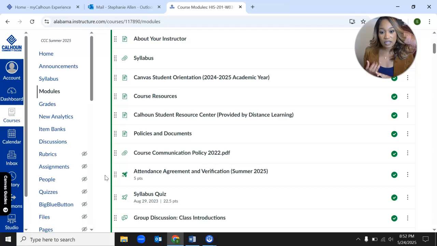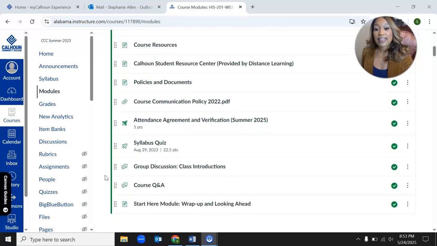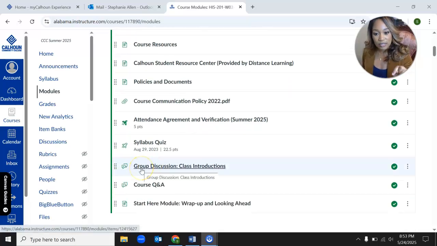So, attendance agreement and verification, as well as your syllabus quiz, are both utilized to verify your attendance for financial aid purposes. As soon as the semester begins, as soon as you gain access to this course shell, please submit both the attendance agreement and verification, as well as your syllabus quiz. And then I would love for you to stop by the group discussion and introduce yourself to your classmates.